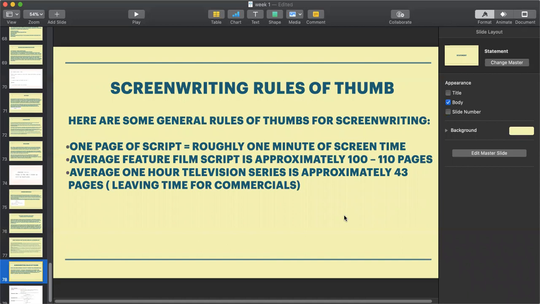Okay. So to make things average, in a generic way, people have actually fixed the time. I mean, 1 page of script is roughly 1 minute of screen time. So an average 1 hour of television series is approximately 43 pages, because there are commercials and everything. So if you are seeing a Netflix series or something, the total time is 50 minutes or 43 minutes or 48 minutes, like this. So you have 43 pages or 45 pages of script.